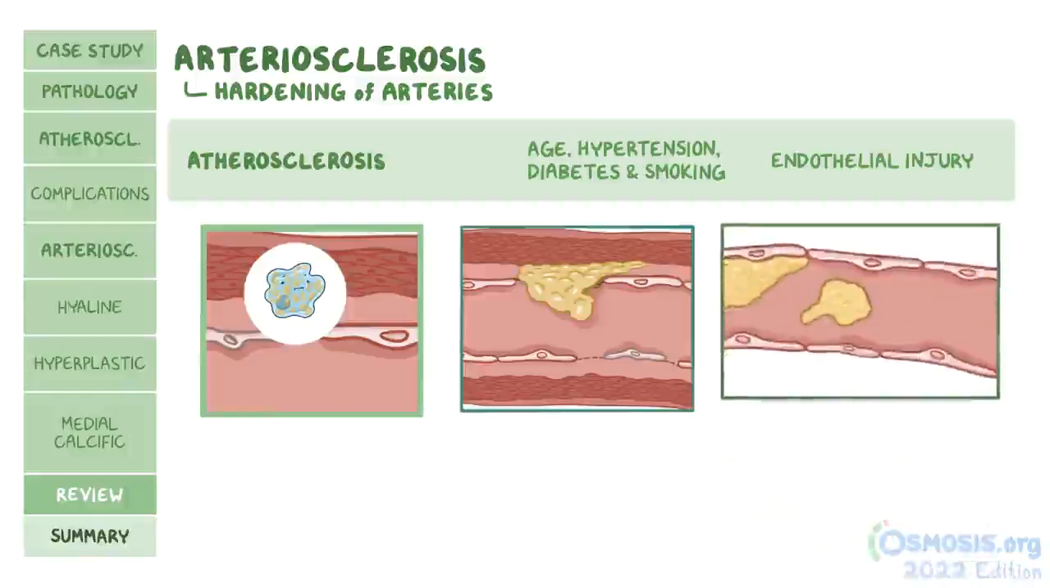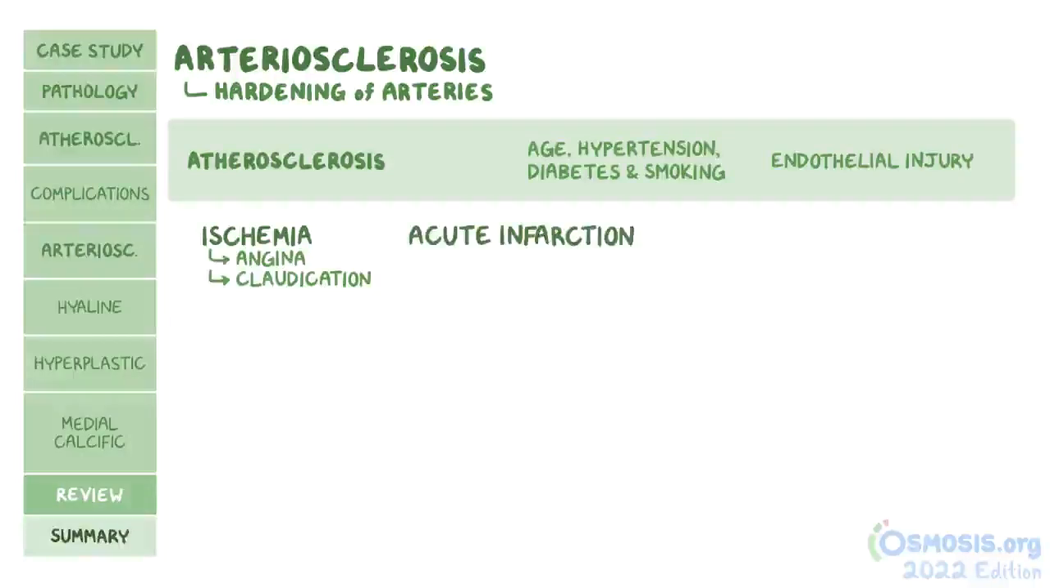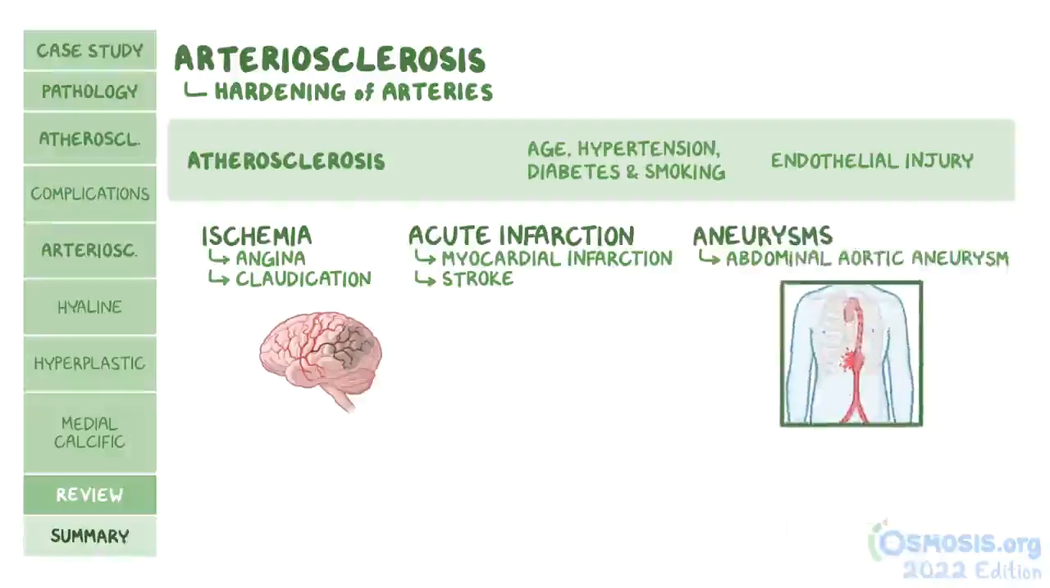This plaque may occlude the lumen, causing ischemia to distal organs, which manifests as angina or claudication. When the plaque is disrupted, a thrombus is formed, which may produce acute infarction, such as myocardial infarction or stroke. Atheromas can also weaken the vessel wall, resulting in the formation of aneurysms, like abdominal aortic aneurysm. Also, during cardiac procedures, atherosclerotic plaques can be dislodged, producing cholesterol emboli.